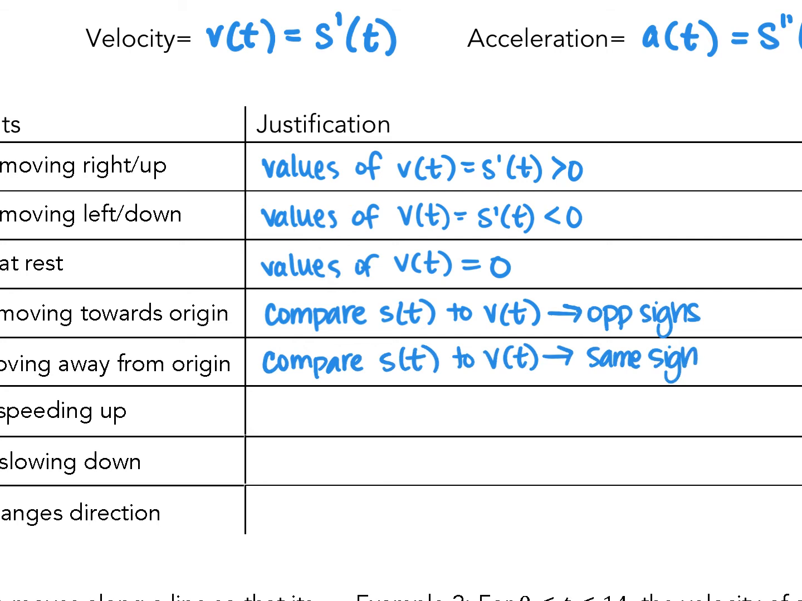So for example, if it has negative position and negative velocity, that means it's already left of the origin and it's moving left. So if it's already left and it's moving left, it's getting farther away. If you compare them and say that the position is negative, but the velocity is positive, that means it's starting out on the left side, but it's moving to the right, which means it's going back toward the origin again.